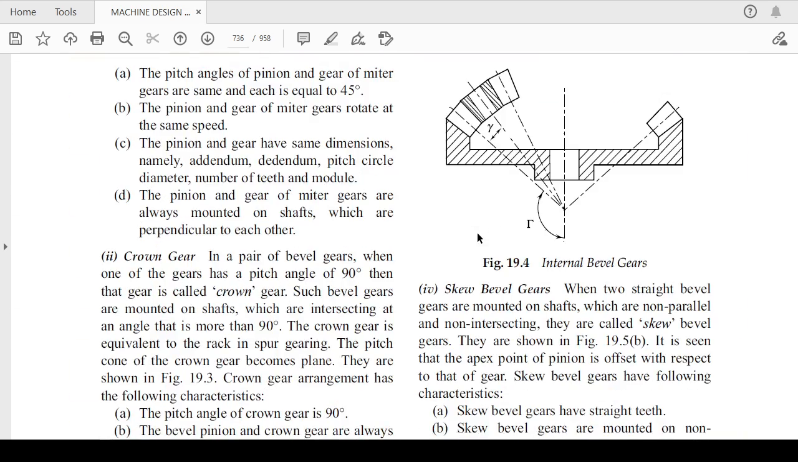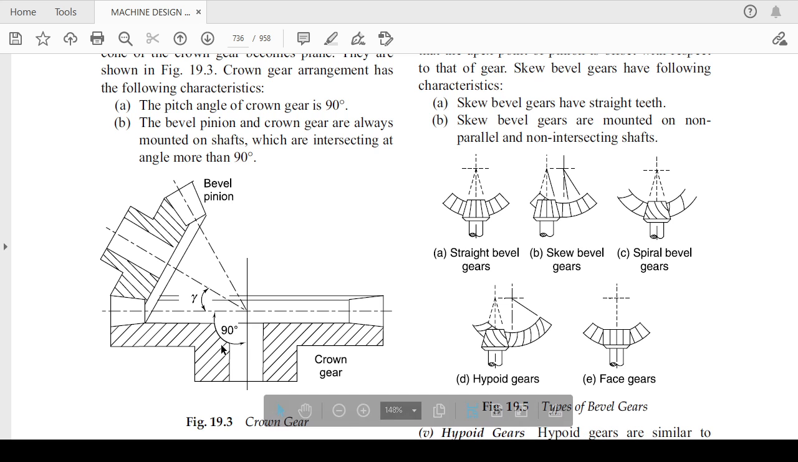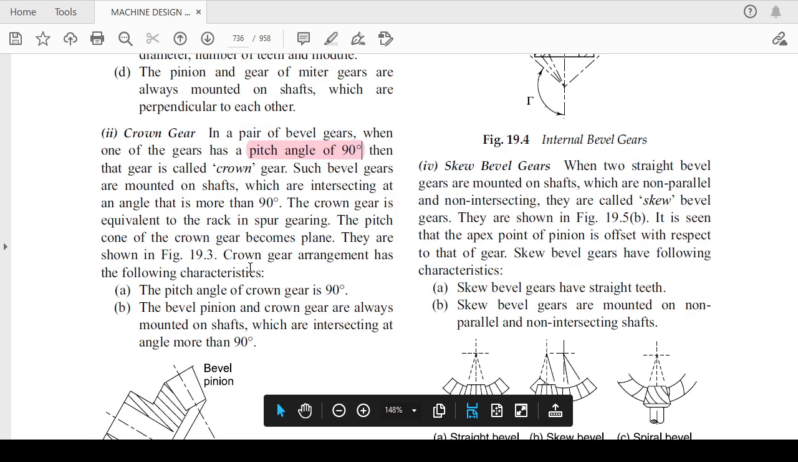Now, crown gears. In a pair of bevel gears, when one of the gears has a pitch angle of 90 degrees, then that gear will be called a crown gear. As you can see in the picture, this gear has a pitch angle of 90 degrees, so that's why it is called a crown gear.